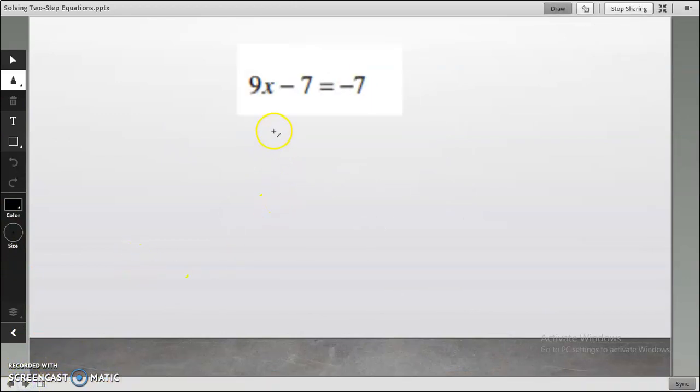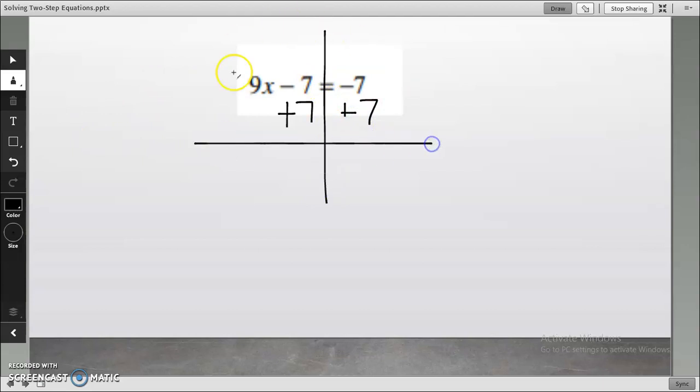All right, so we have 9x minus 7 equals negative 7. So again, with my PEMDAS, I'm asking myself in relation to my variable x that I'm solving for, am I adding or subtracting anything to my variable? Well, I'm subtracting 7. So the opposite of subtraction would be to add it. So I'm going to add it to both sides. So whatever I do to one side, I have to do to the other because I'm balancing my equation.